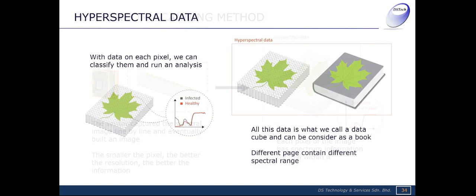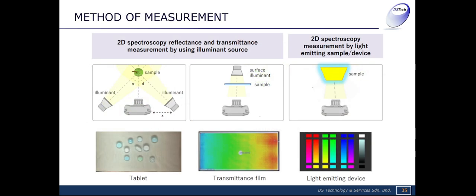And then the hyperspectral camera eventually gives you a specific wavelength for each pixel, and you can run analysis on this. There is also a method of measurement, though.